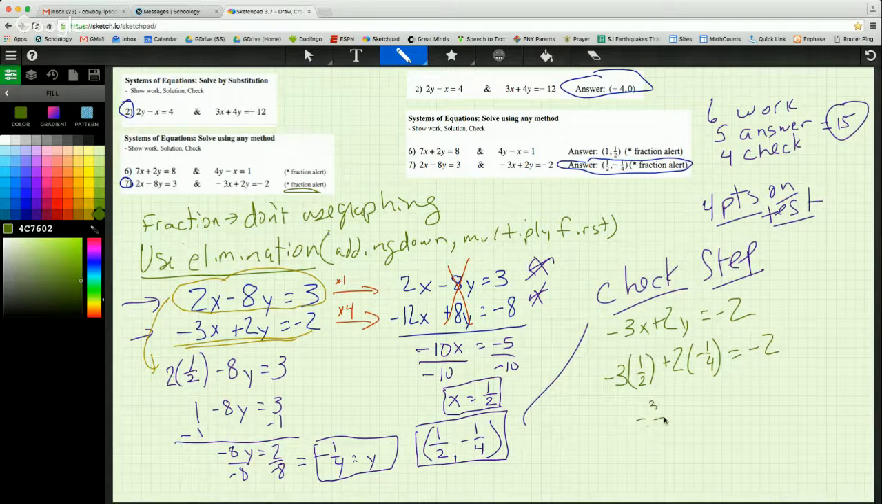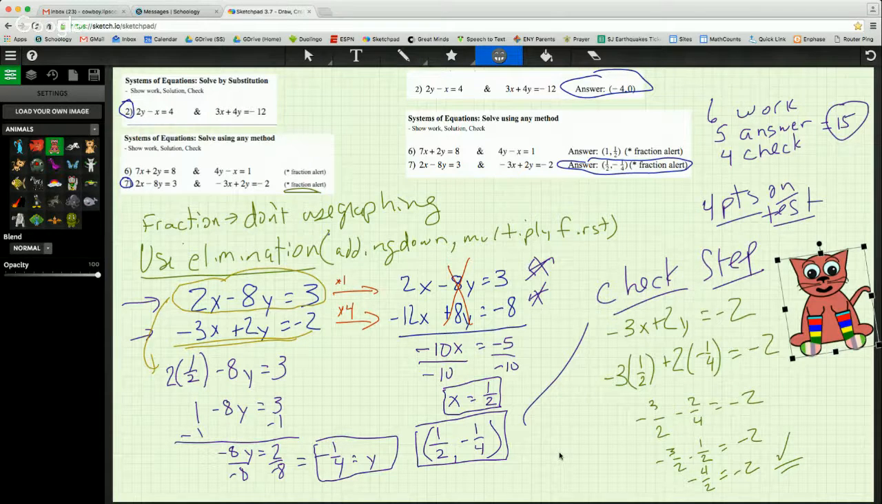Well, negative 3/2 plus negative, which is a negative, minus 2/4. Does that equal negative 2? Well, negative 2/4 is negative 1/2, so negative 3/2 minus 1/2. Does that equal negative 2? Well, negative 3 minus 1 over 2 is negative 4/2, which equals negative 2. Check. Because negative 4/2 is negative 2. Check. So what can we do? We can go happy cat. And we have solved number 2 and number 7.